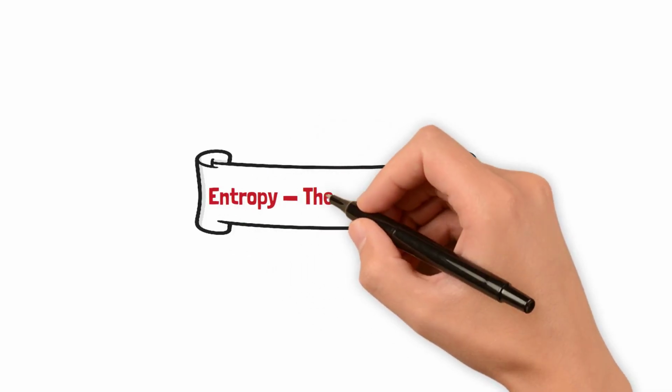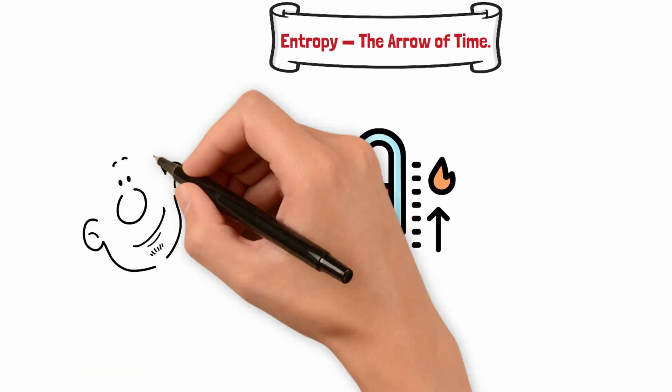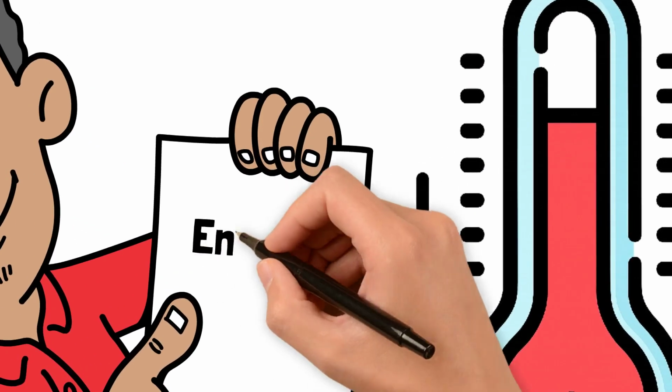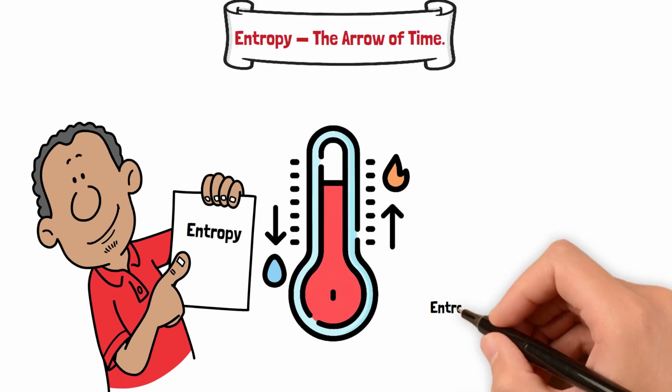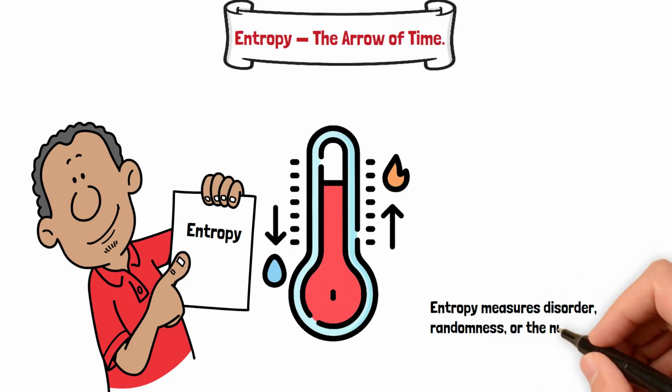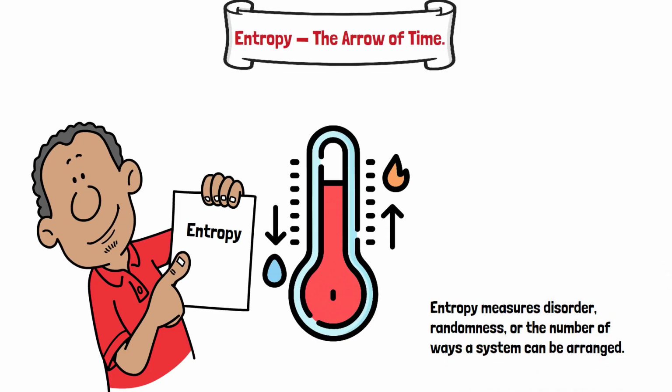Entropy, the arrow of time. The second law of thermodynamics introduces one of the most profound ideas in physics, entropy. Entropy measures disorder, randomness, or the number of ways a system can be arranged.